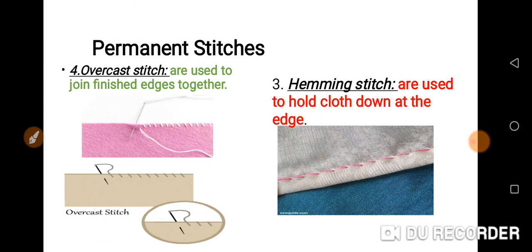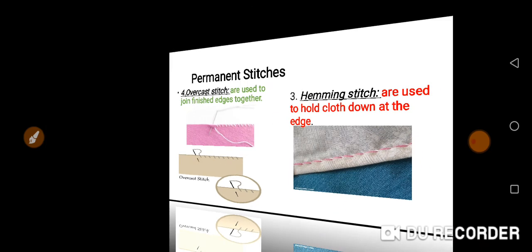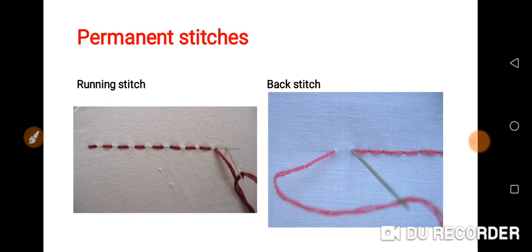Then the next one is hemming stitch. Hemming stitches are used to hold clothes down at the edge. We normally do that on our skirts, trousers, and so on. So these are examples of permanent stitches. We have running stitch, back stitch.